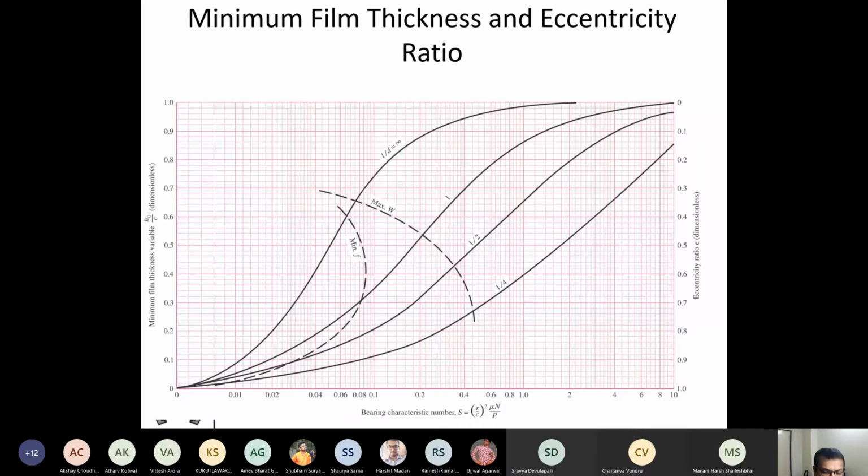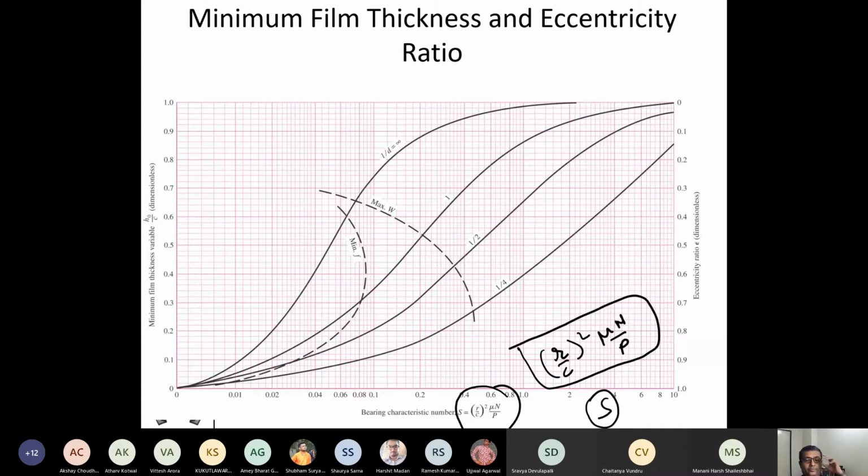So these are some of the charts which we will see. I'll just go over the charts and then we'll do some problems to get a better feel of it, right? I said that all of them would have something called Sommerfeld's number, which is (R/C)² μN/P. For any condition, we need to find the Sommerfeld number. That's something we will have to find. This is called the bearing characteristic number or Sommerfeld number.